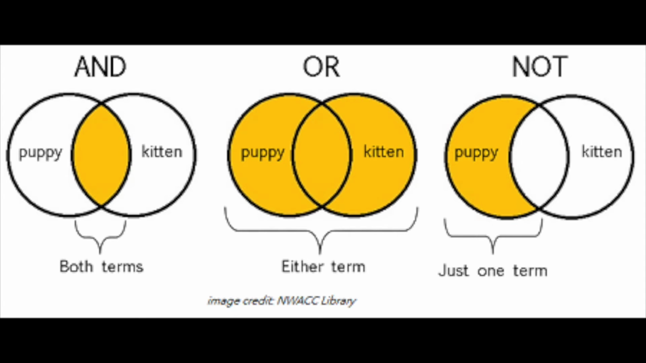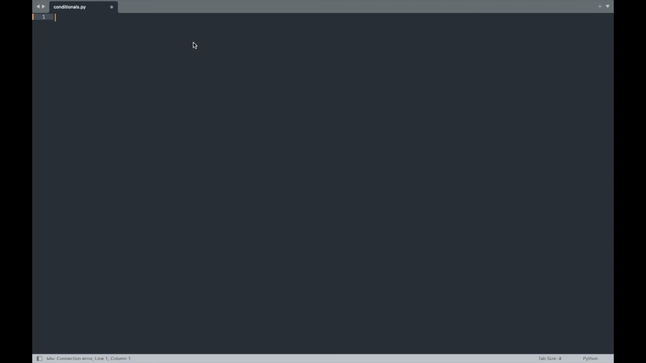Look at the first one, the AND operator. It is a puppy and a kitten. So we are including both the terms, puppy and kitten. Look at the second one, the OR operator. We are referring to either a puppy or a kitten. And finally, look at the NOT operator. We are referring to just one term. In this case, it's a puppy, not a kitten. That's the simplest explanation of what these logical operators do. Now let's explore these logical operators with examples in Python.